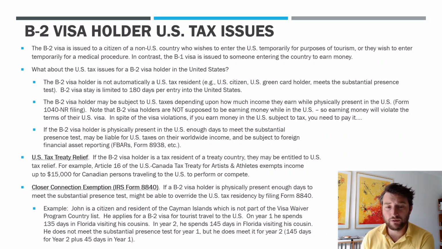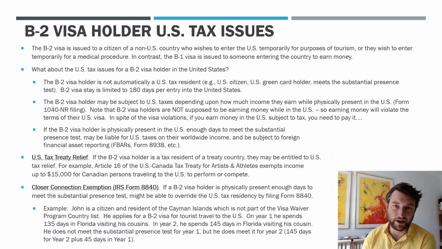Well, year one, he's not in the U.S. enough days to meet that substantial presence test, right? Because remember, the substantial presence test is you have to hit 183 days. And the way they calculate that is they take all the days in the first year, or the year that you're doing the analysis, all the days in year one, and then you take a portion of the days from the prior 2 years. So if his first time to the U.S. was this year and he spent 135 days, not a problem. Here's where it becomes a problem.